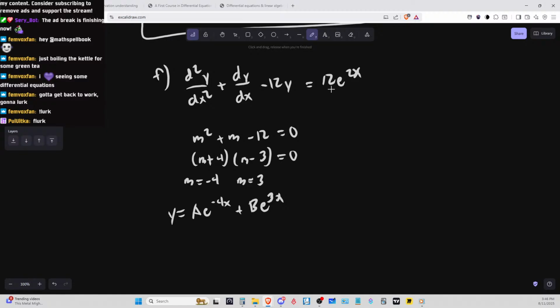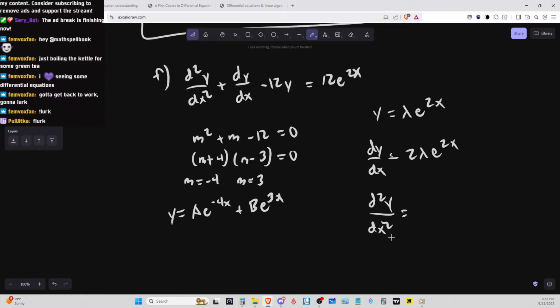So we got 12. Oh, okay, so this one's going to be a little bit easier. So we get lambda to x. So if we take the first derivative, that would be 2, like that. Okay, 4 lambda, like so.